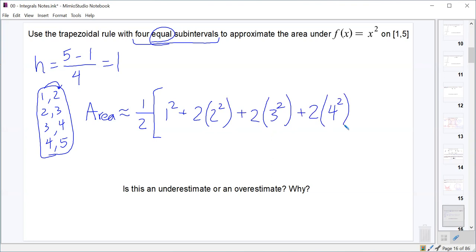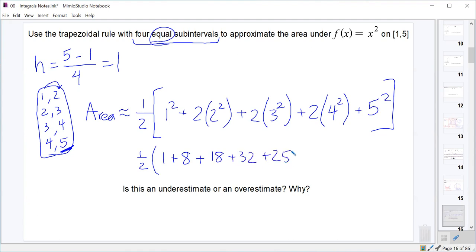And then the last one, of course, was y sub n, and that comes from x sub n, which is 5, the end of our interval. And that one doesn't get multiplied by 2. It just gets evaluated in our function as 5 squared. And we've now got half of 1 plus 8 plus 18 plus 32 plus 25. And it looks like if you add all that up, that's 84 divided by 2, which is just 42.